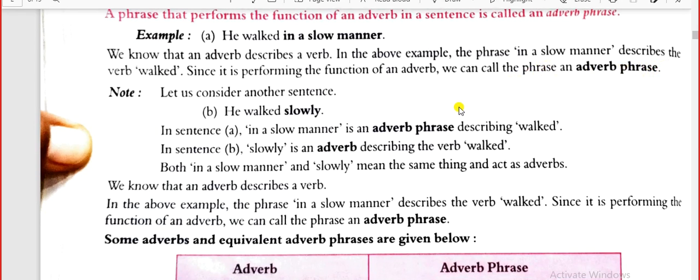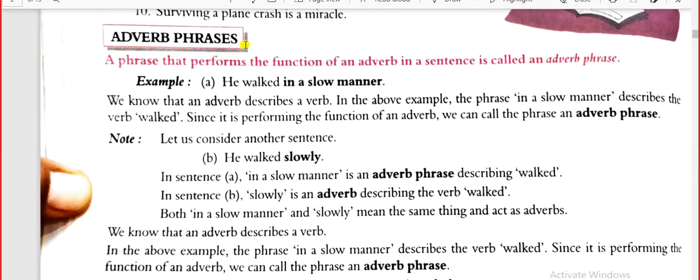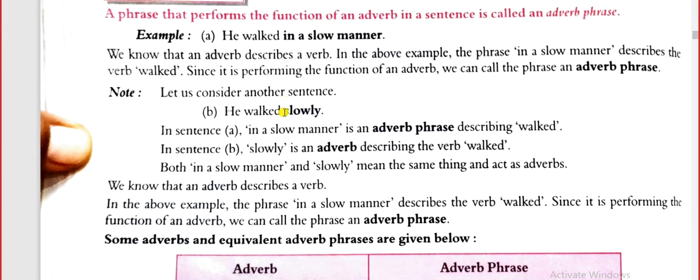So in what manner the person walked? In a slow manner. So this will be the adverb phrase. ठीक है. Now, if I have to read the definition, a phrase that performs the function of an adverb, ऐसा शब्दों का समूह जो adverb का काम करता हो वो हो जाएगा adverb phrase. Right? I am being bilingual so that when you play this video again on your phones, you can understand.